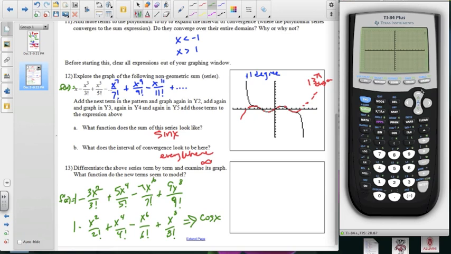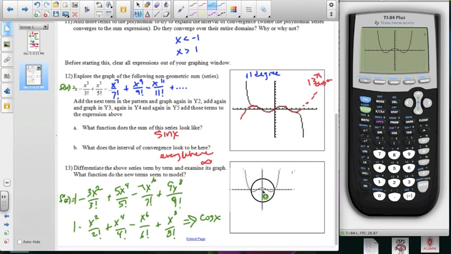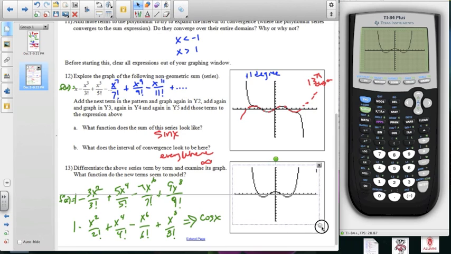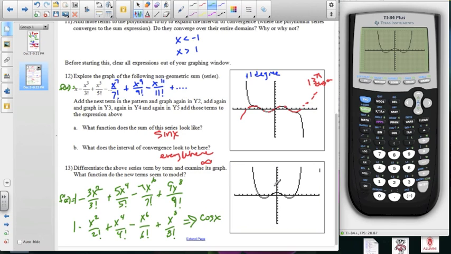And if we take a look at that, now we start to see that cosine pattern where it intercepts the y-axis at 1. So we have this point 0, 1. So we start to see this cosine sort of behavior.